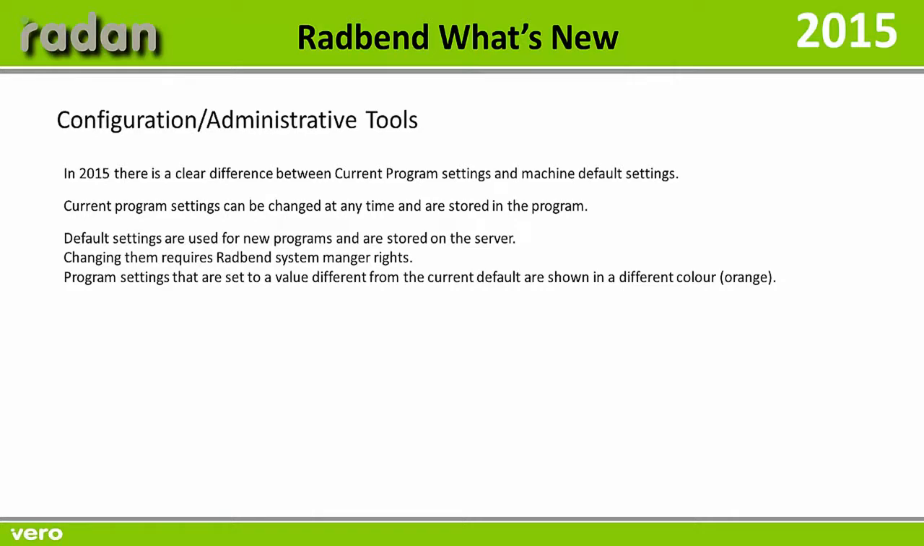In Radbend 2015 we have made a clear distinction between the current program settings and the machine default settings. Now the current program settings can be changed at any time and stored within the program. But if these are different to the machine default settings, then these are highlighted in orange to make it absolutely clear that they've been changed. Now you can save the current program settings away as your machine default settings, but you will need Radbend System Manager rights in order to do this.